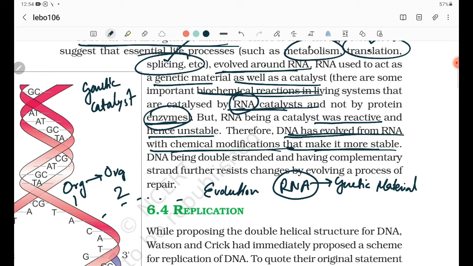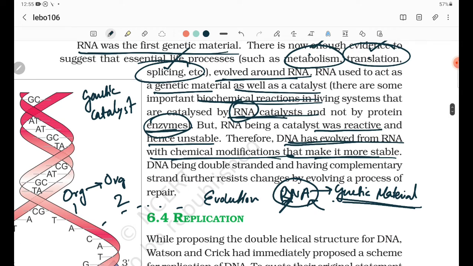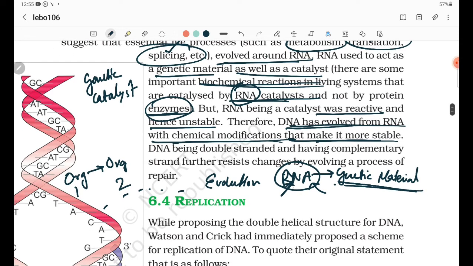So on Earth, the organisms which were there, the viruses or the prokaryotes, whatever was there, at that time the genetic material was RNA. Now, these RNA were acting as both catalyst and genetic material. Why were they acting as catalyst? There are certain biochemical reactions which were carried out by RNA catalyst. They can undergo metabolism, translation and splicing. That is also clear. Now, DNA has evolved, but with RNA there was one problem, that is stability is the issue. It is very reactive.